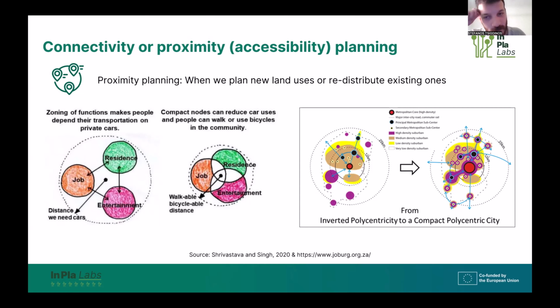So we can see here these conceptual examples that we have bigger distances when we talk about jobs and workplaces, residential areas, and entertainment. But proximity planning builds upon bringing all these different kinds of activities together. And this is also meant by spatially bringing all this together.